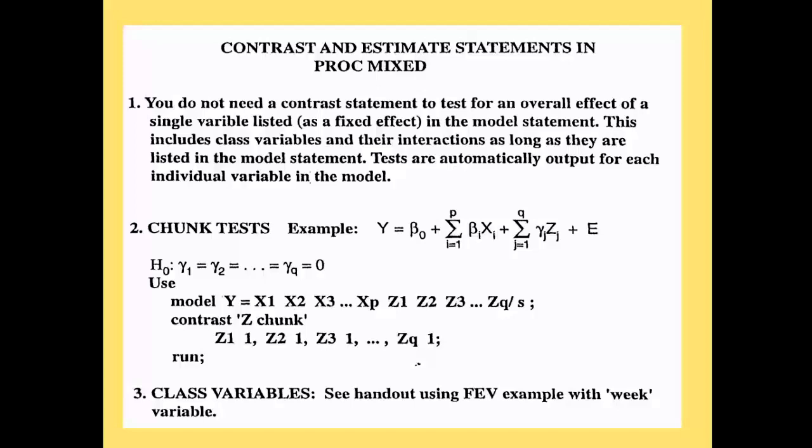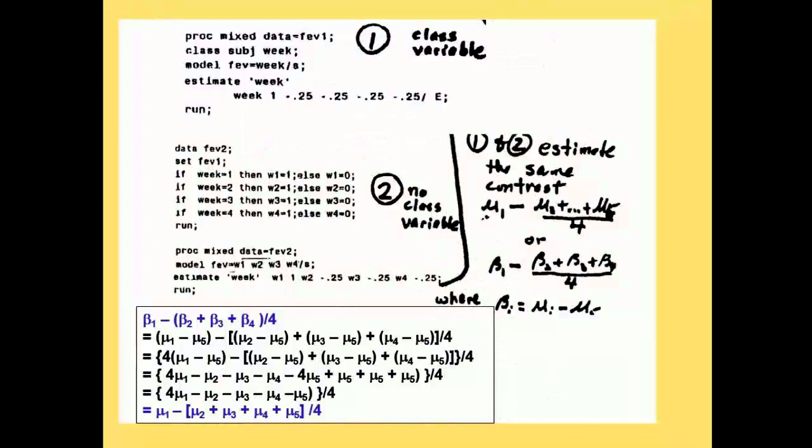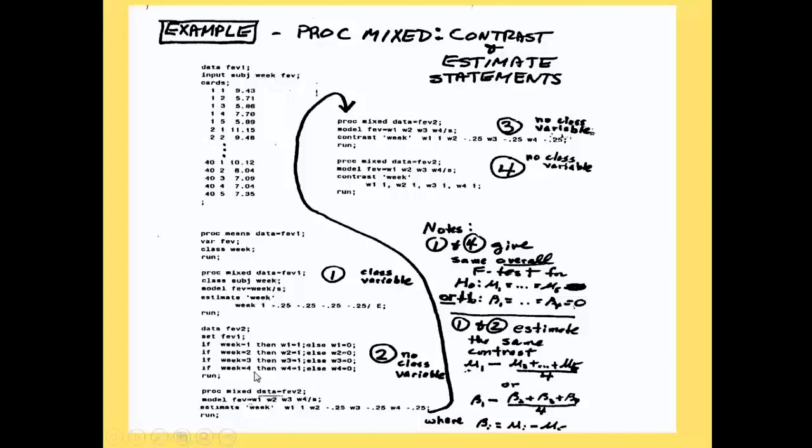Now, let's look at this again here. What I've got here is, again, the FEV data set. I've got four different situations, and I want to talk about each one of them to some extent, but I know I'm never going to get finished with it, but I want to talk about the extent I can. Look at the code for week 1 and the code for week 2. I'm taking what's here, and I've just blown it up a little bit.